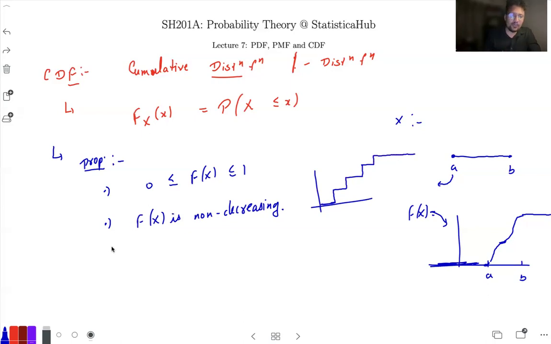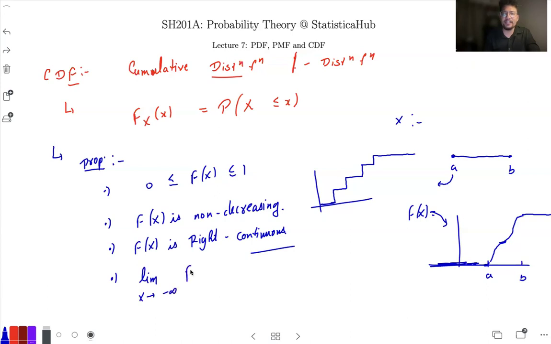Okay. Then if you go for the third property, F(x) is right continuous. So the CDF function will always be continuous from the right. Okay. The fourth property, if you go for the limiting value, let's say x is going to minus infinity, F(x) will come out to be 0. Because if we go on the left, we know that x can take values in the real numbers. Okay.